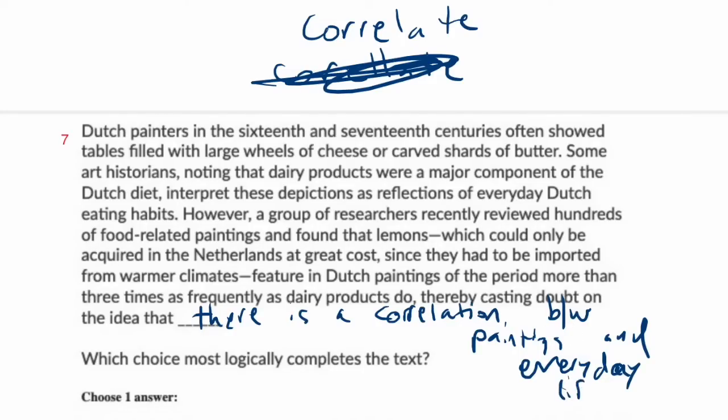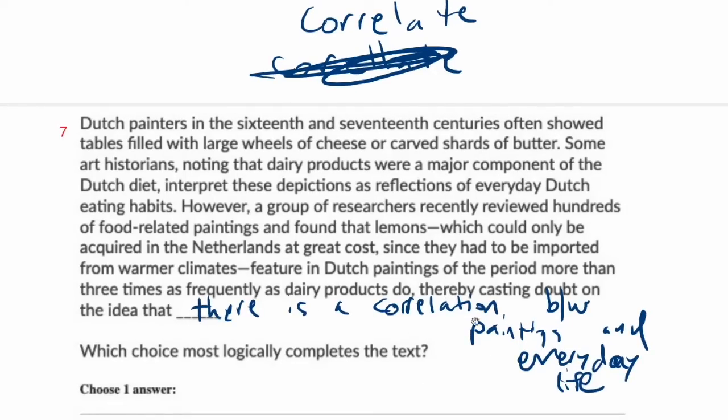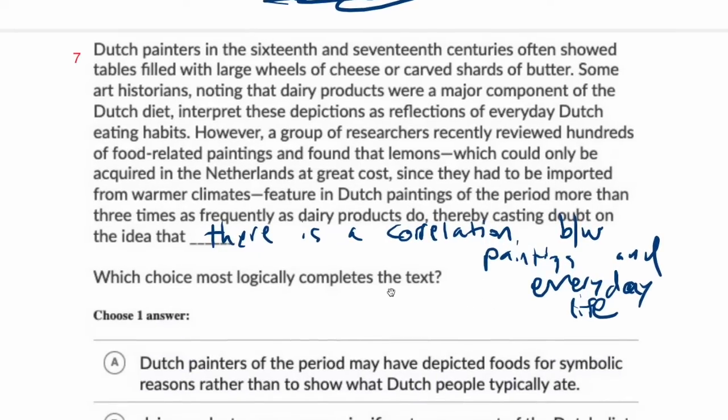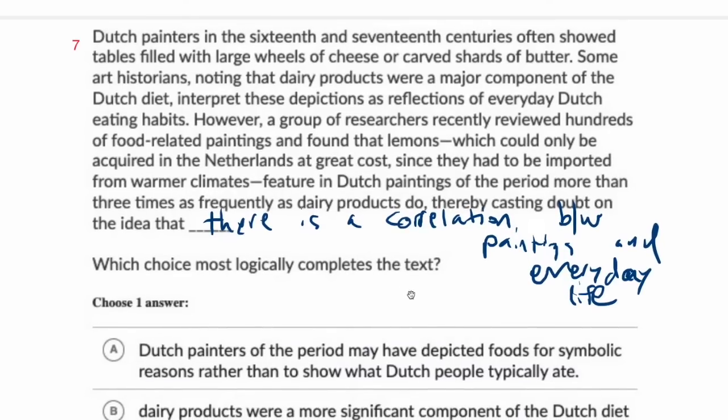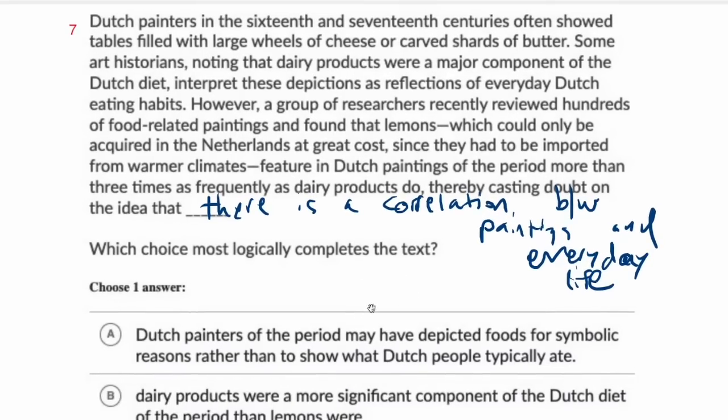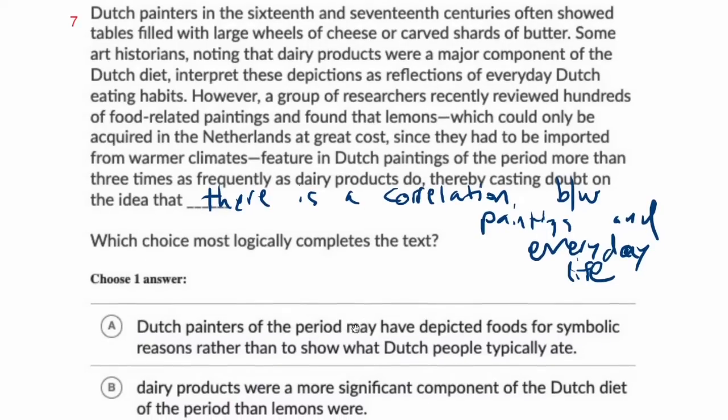Okay, but again, if you're making notes for yourself, you don't have to make them grammatical or anything like that. It just needs to kind of get it down enough so that you have thought. The process of thinking about it is what's important, not what you write down. Okay, so they may have depicted foods for symbolic reasons rather than to show what they typically ate. I mean, possibly, but I think we want to be careful here.